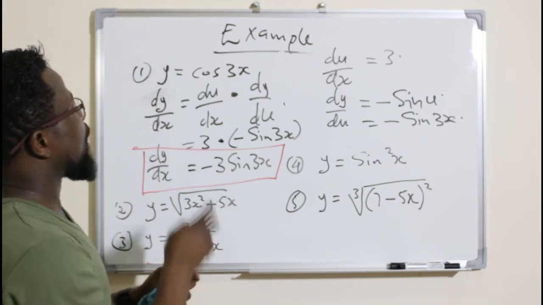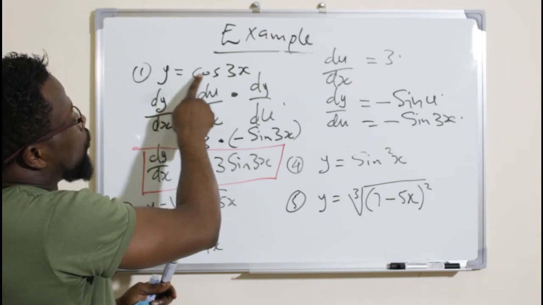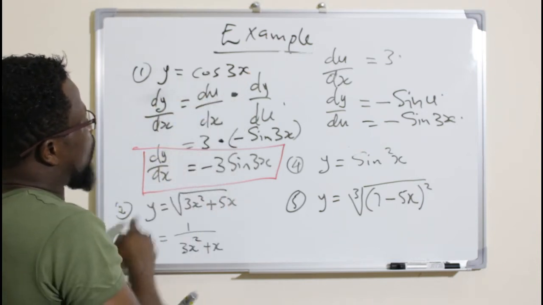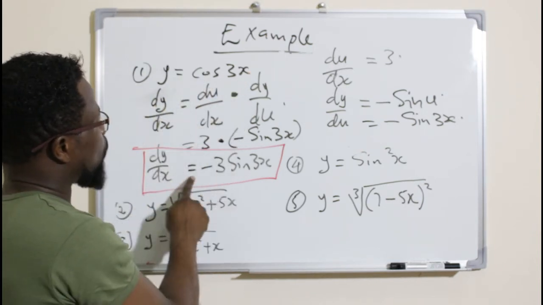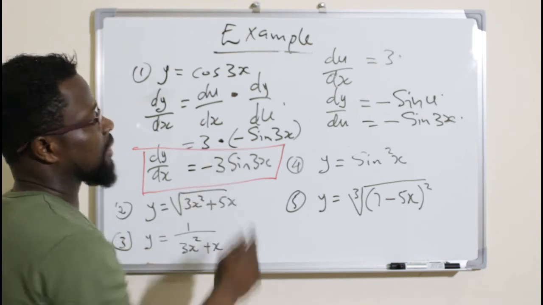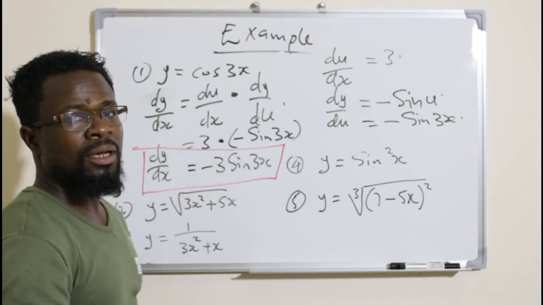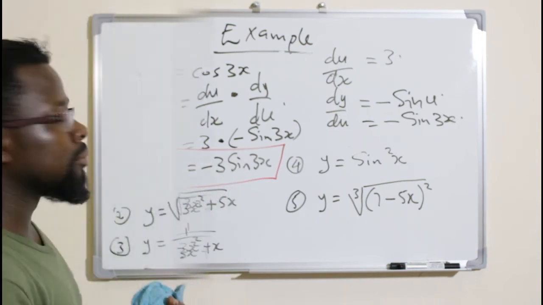Right, so whenever you are given y is equal to cos 3x, and we want the derivative of that, it is going to give us what? Negative 3 sine 3x. Let's do example number 2.